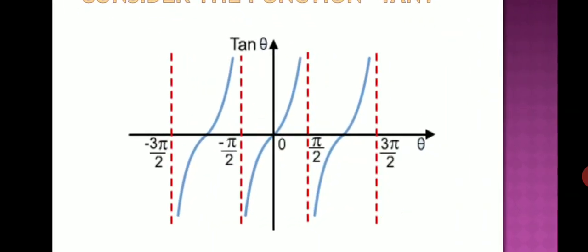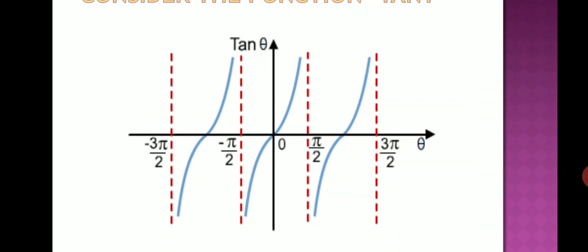0 to pi by 2, what is this? Minus pi by 2, 0, pi by 2, we have one curve. Okay, negative side, what is this? Positive side. And the same as pi by 2 to 3 pi by 2, we have a blue line curve. Okay, I see that curve.